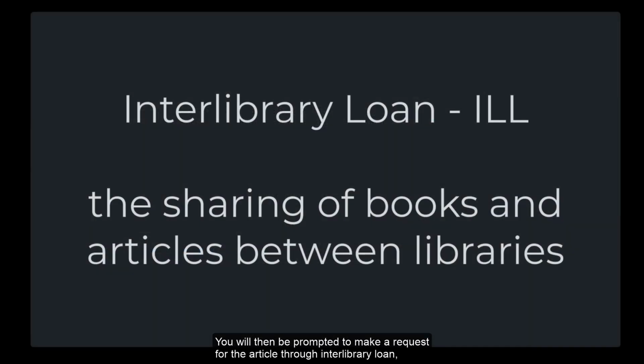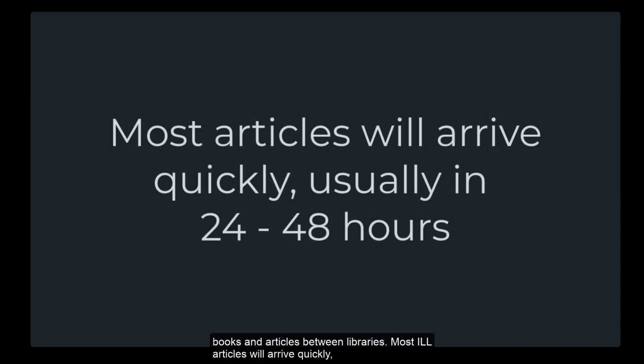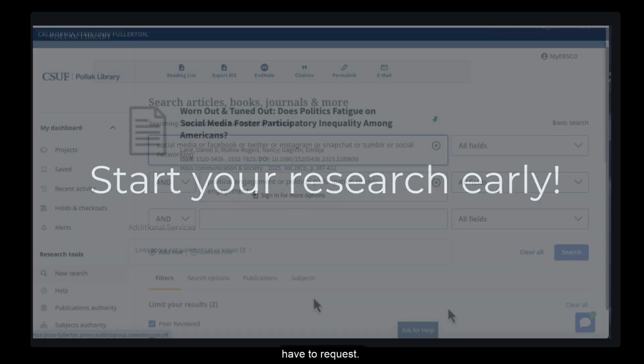You will then be prompted to make a request for the article through Interlibrary Loan, also called ILL. ILL is the sharing of books and articles between libraries. Most ILL articles will arrive quickly, probably in 24 to 48 hours. But some may take longer, so start your research early so that you will have time to get any articles you might have to request.